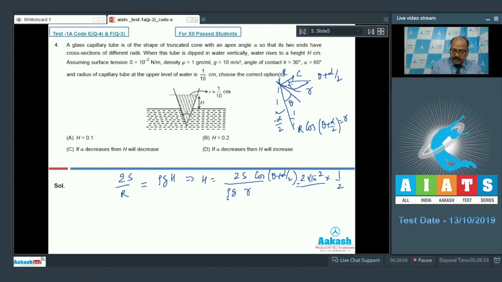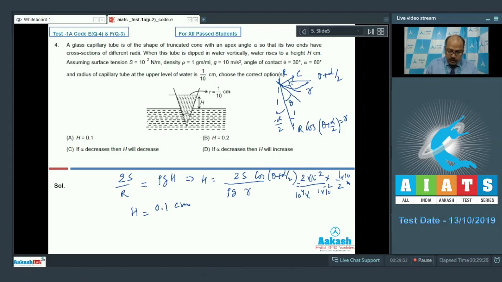Rho in SI units will be 10 to the power 3 units, and g is 10. So it's 10 to the power 4 into R, which is given as 1 upon 10, and this is 10 to the power minus 2. This is in meter. The value of h, to get it in centimeter, we multiply it by 100. We find h equals 0.1 centimeter.